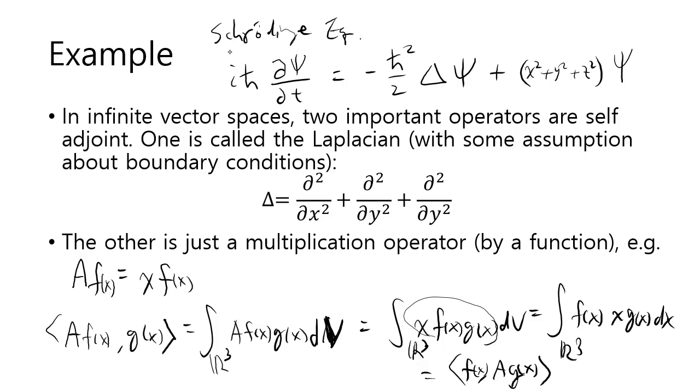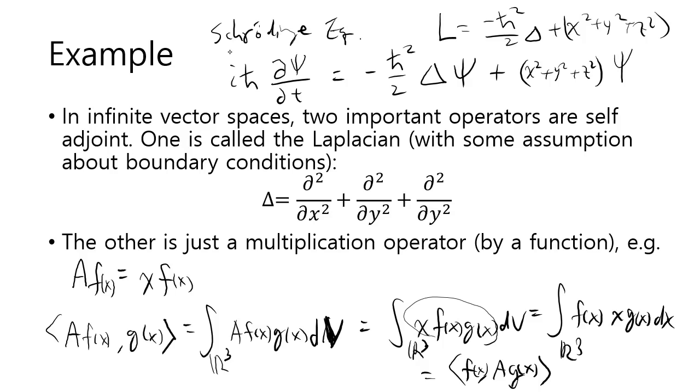So you can see that this entire right side has this operator L, which can be defined as negative h bar squared over 2 Laplacian plus x squared plus y squared plus z squared. This is being applied to phi, and since this is self-adjoint and this is also self-adjoint, this is really self-adjoint.